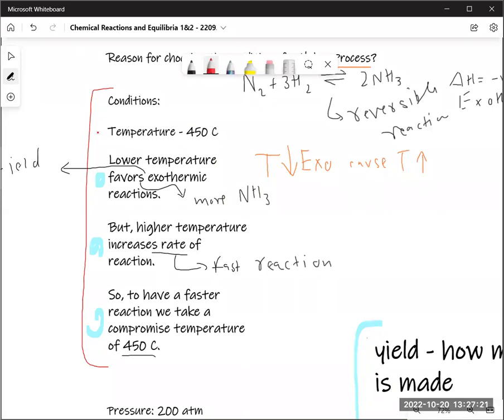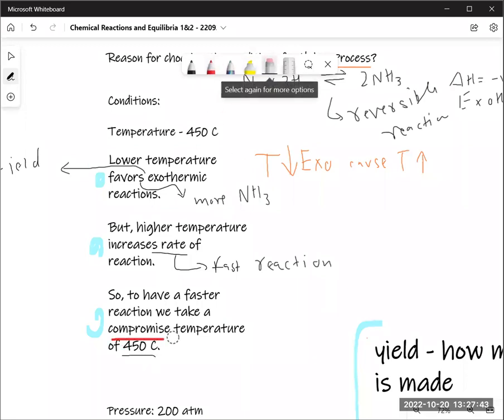Temperature 400 degrees Celsius. Lower temperature favors exothermic reactions, but higher temperature increases rate of reaction. And so to have a faster reaction, we take a compromised temperature of 450 degrees Celsius. Now this word compromise is a key word, which is given in your syllabus booklet. If you read it, the word compromise is key, because all we're doing is a compromise.